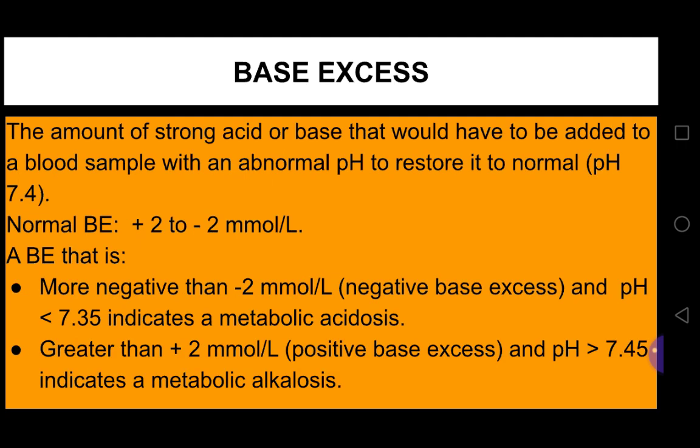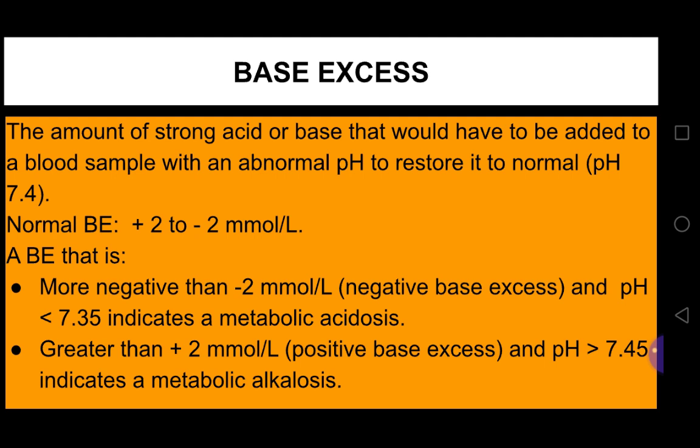Now coming to base excess. Base excess is calculated as the amount of strong acid or base that would have to be added to a blood sample with an abnormal pH to restore it back to normal. So the amount of strong acid or base that would have to be added to a blood sample with an abnormal pH to restore it to normal pH, which is 7.4. The normal values of base excess are between +2 to -2 millimole per liter.